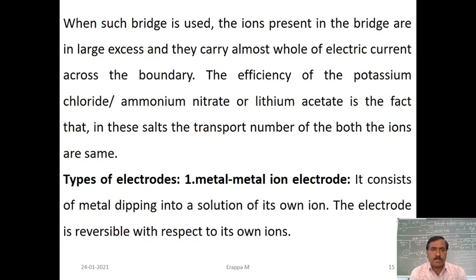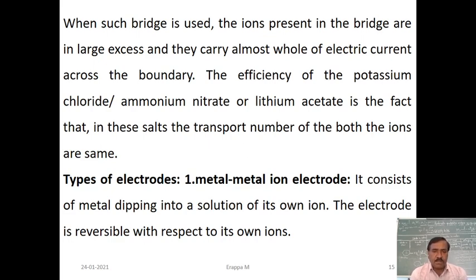The efficiency of potassium chloride, ammonium nitrate, or lithium acetate is due to the fact that in these salts the transport numbers of both ions are the same. The transport number of cation is equal to that of anion, Tc equals Ta. So such salts can be used for preparation of a salt bridge.